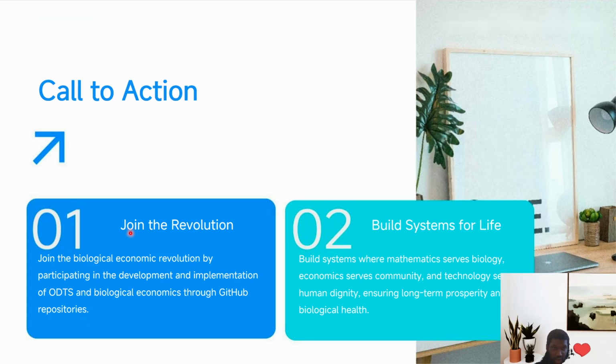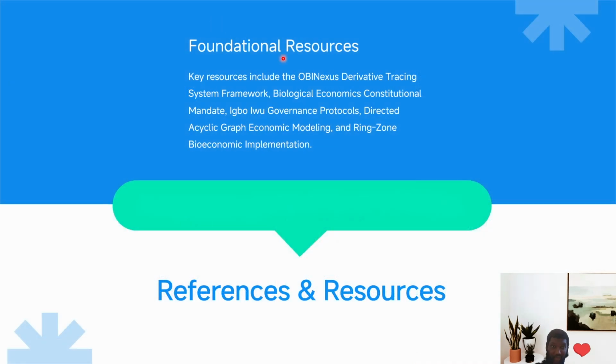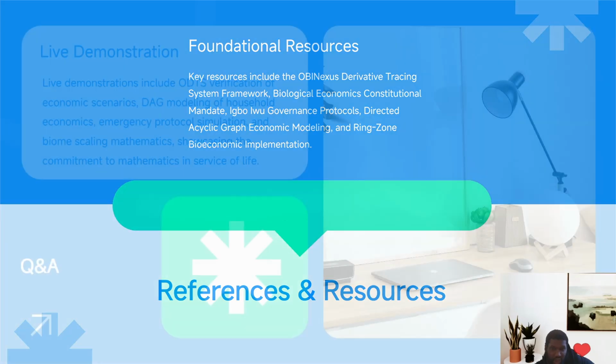Then build systems for life, sustainability, and digital human, ensure long-term prosperity and biological health. Guys, put it on the internet, try to do it yourself. Organize, build systems for life, for your life. And then foundational resources, key resources, OBNXS, the directories, circular graph, resources and references. For this, you can go to GitHub for resources and references.